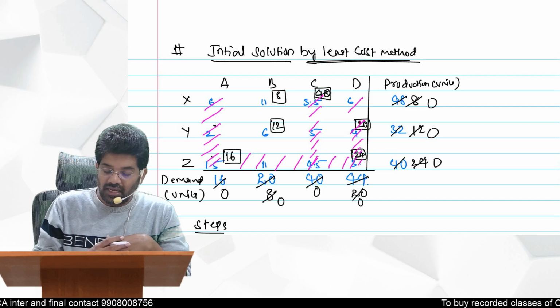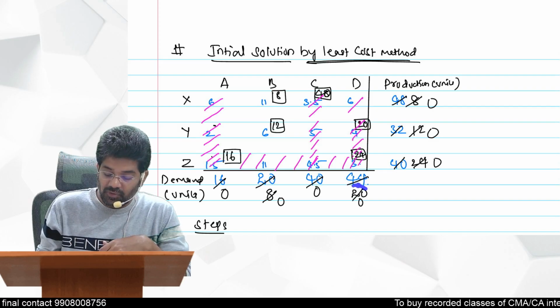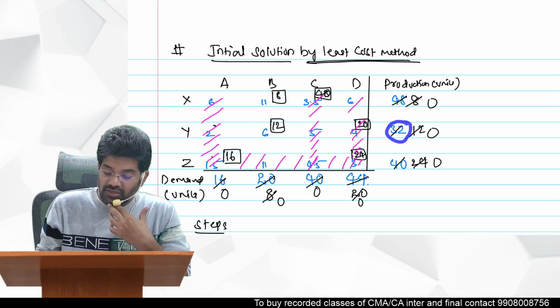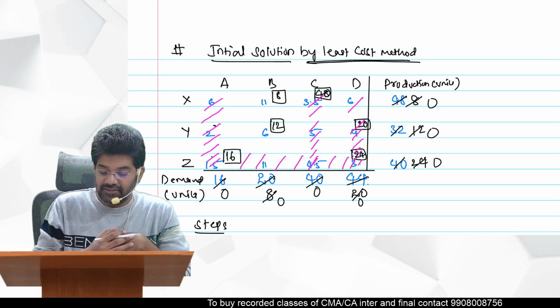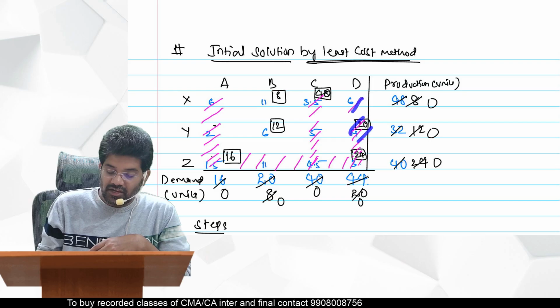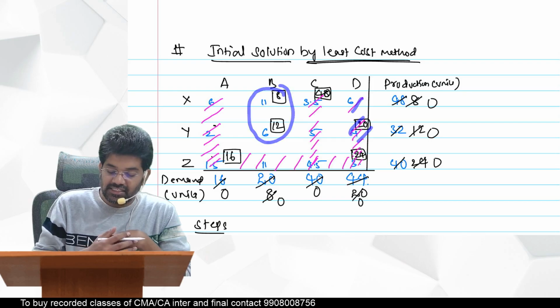So 4, what is the balance we can allocate out of? Already you have 20 here and 32 here. Whichever is lower, 20 only you can allocate here. You can allocate 20. Then this will become 12. This will become 0. So again this one you have to strike off. Now only left is this.